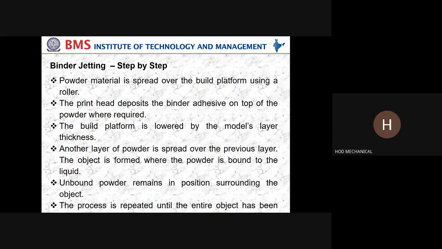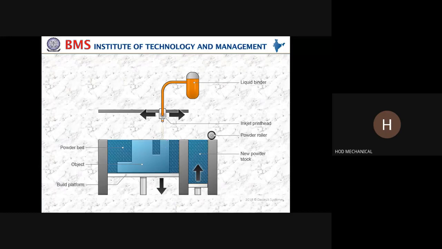Just understand these first three lines: powder material is spread over the build platform using a roller. Now observe, you have the powder roller, which is present here. This is the stock of the powder. Whenever the roller rolls on the powder material, the liquid binder is going to drop on the powder.